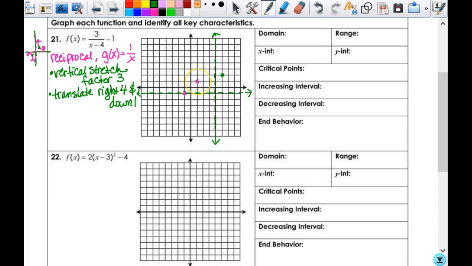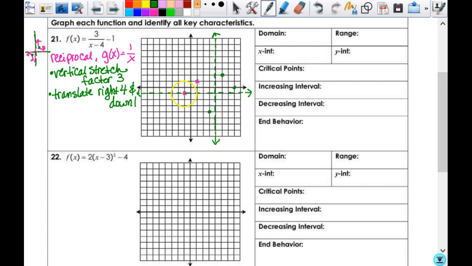Now we're going to do this again, but we're going to use a horizontal stretch. My x value is 1, so my x value becomes 3 because it's a factor of 3. Then I translate to the right 4: 1, 2, 3, 4, and down 1. Then I go to this other anchor point. The y is -1. Vertical stretch would make it -3. Translate to the right 4 and down 1.